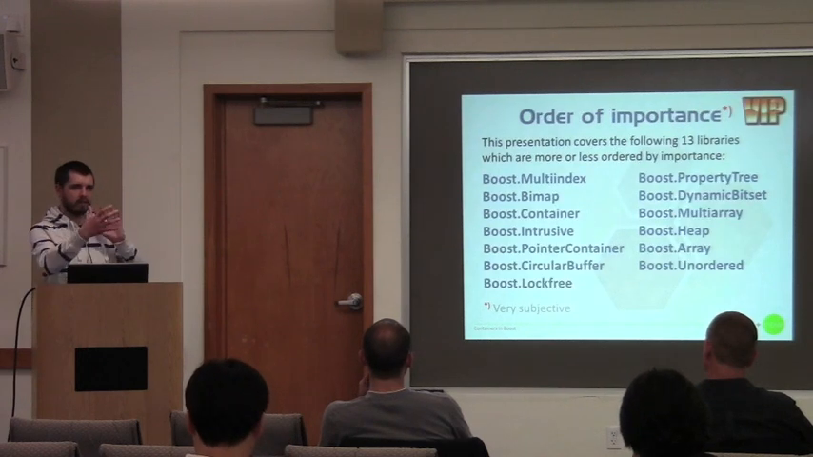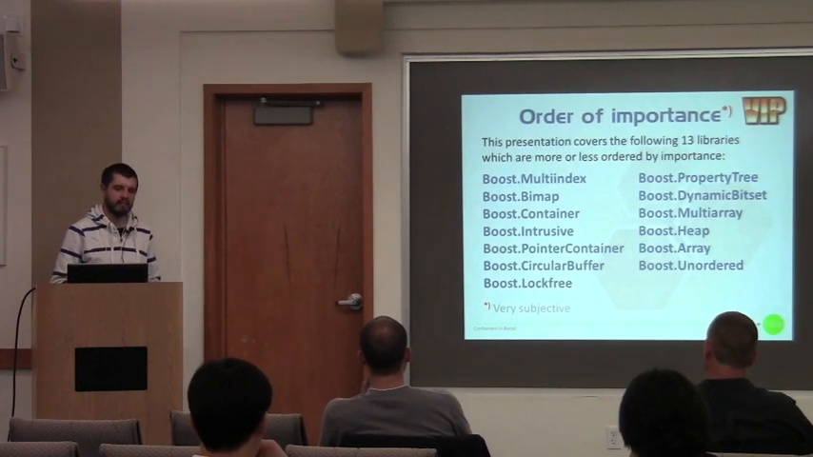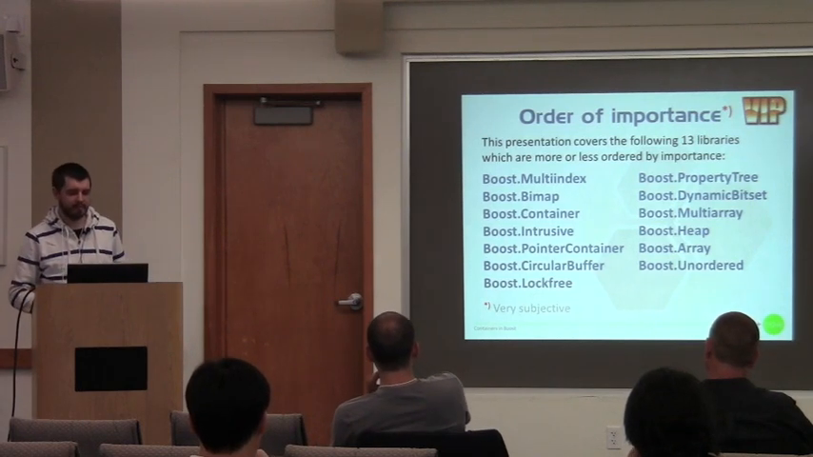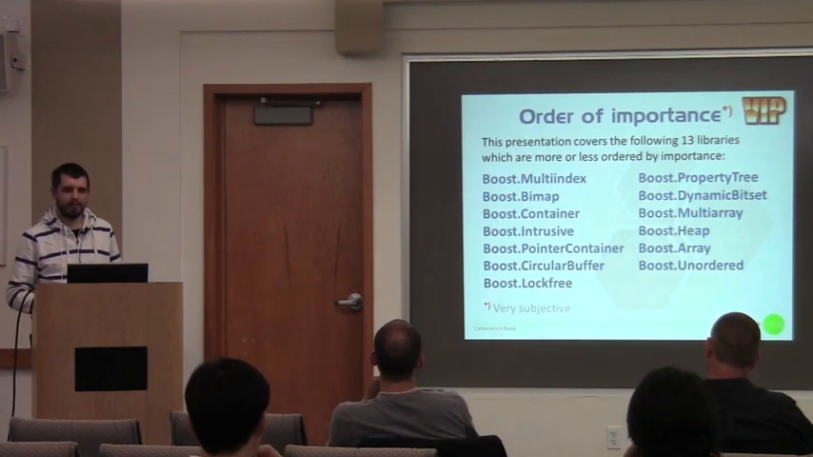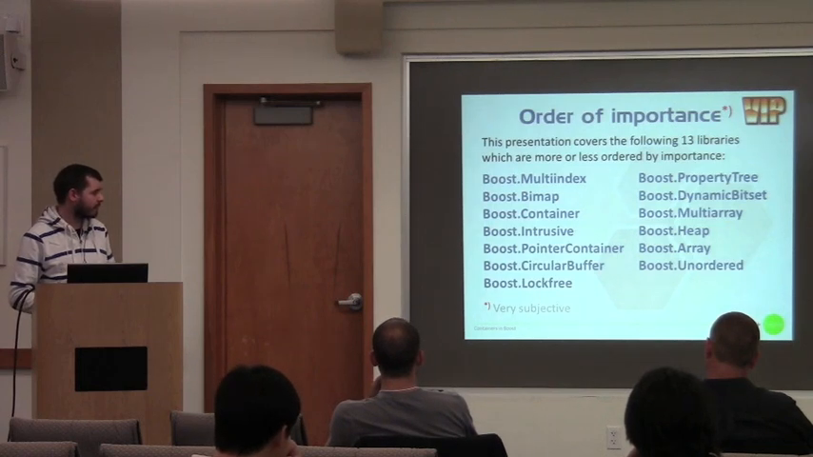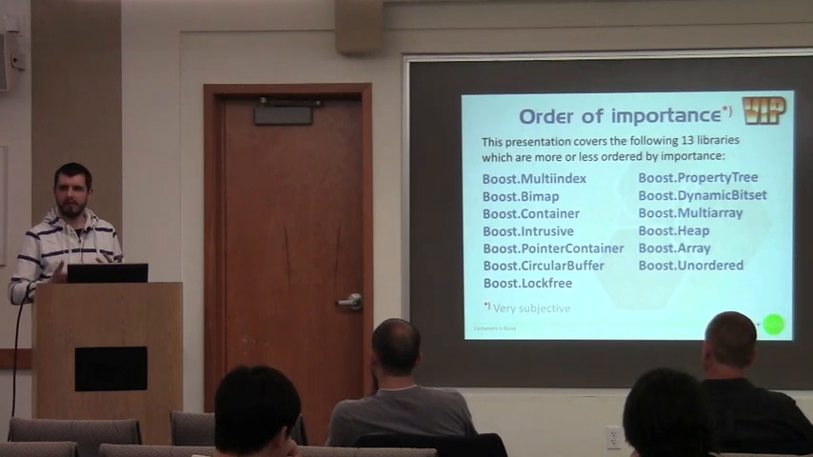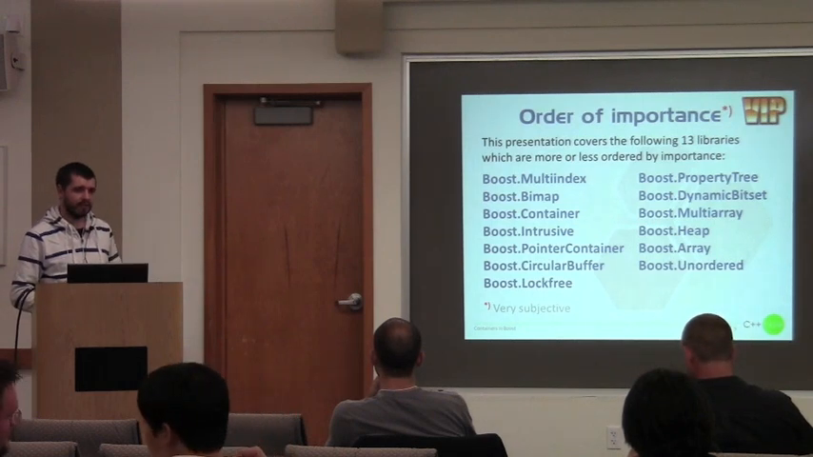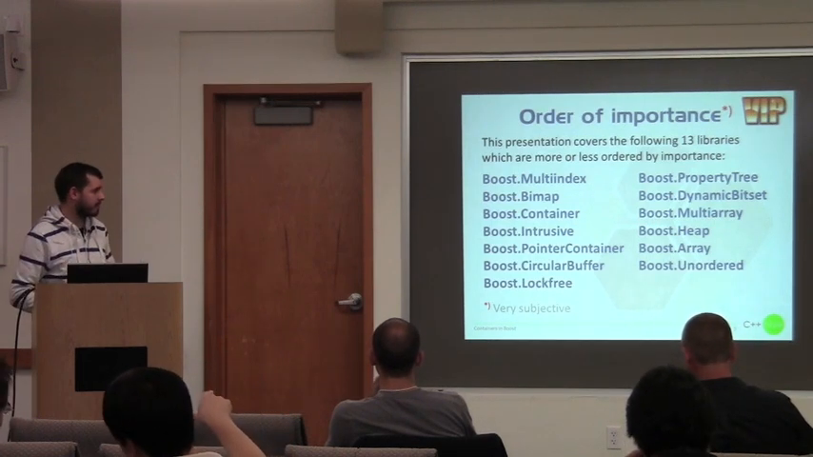So after trying to define container libraries somehow for myself, I went back to my first slide and looked at my list again. And I came up now with the following 13 libraries, which I'm going to talk about. And I wanted to order them somehow. I didn't want to go through them by alphabet. So what you see here is even more subjective than the first slide. So I put these libraries into an order.